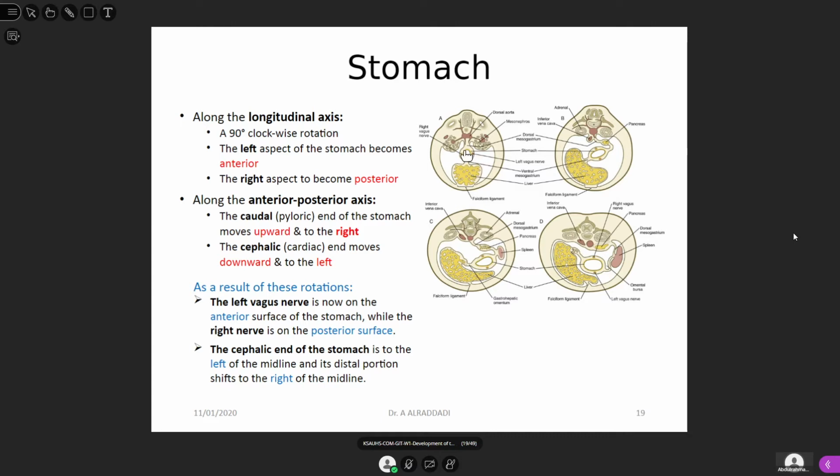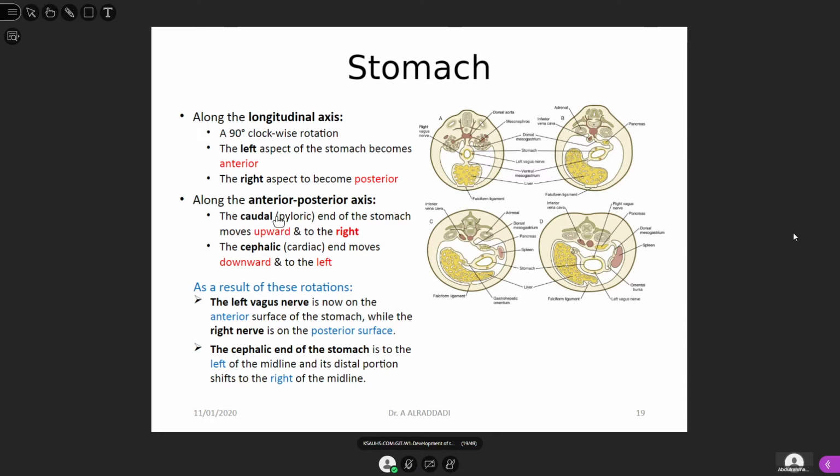So this is the stomach. It's held in place by dorsal and ventral mesentery. And you can see at the beginning, the liver in front of the stomach attached to the anterior abdominal wall. With the rotation, the stomach will rotate 90 degrees clockwise, and this leads to the liver being displaced to the right side, and also the left vagus nerve will become anterior, and the left side of the stomach will become anterior, and the right side of the stomach, including the right vagus nerve, will become posterior.